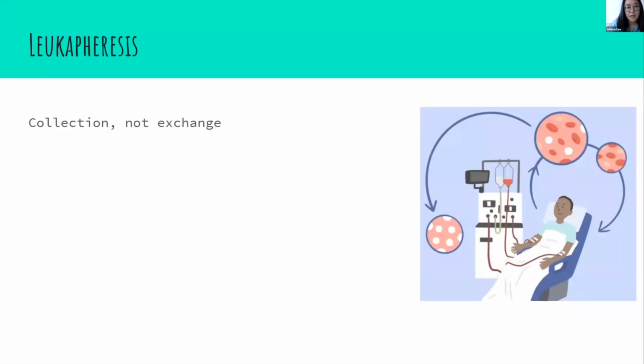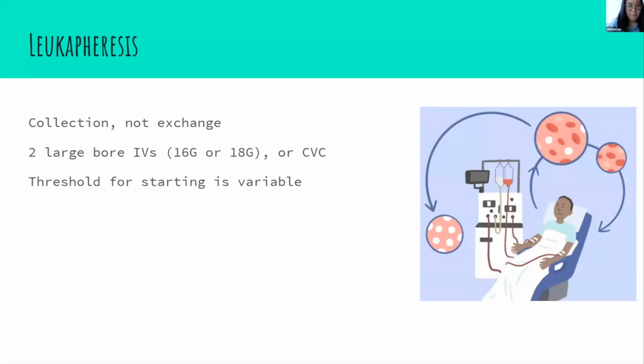So leukapheresis, it's a collection, not an exchange. If you look at the cartoon on the right, you take the abnormal blood from the patient, you take out the white blood cells, and then you put that blood back in the patient. So what do you need? You need 2 large bore IVs, either 16 gauge or 18 gauge, or central access, because you need to be able to take out and then retransfuse those cells.